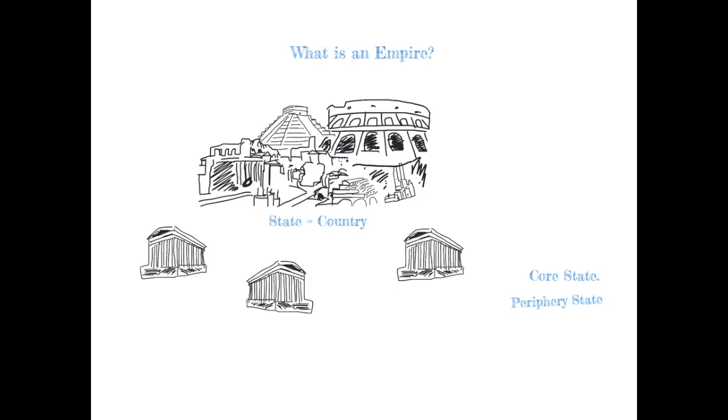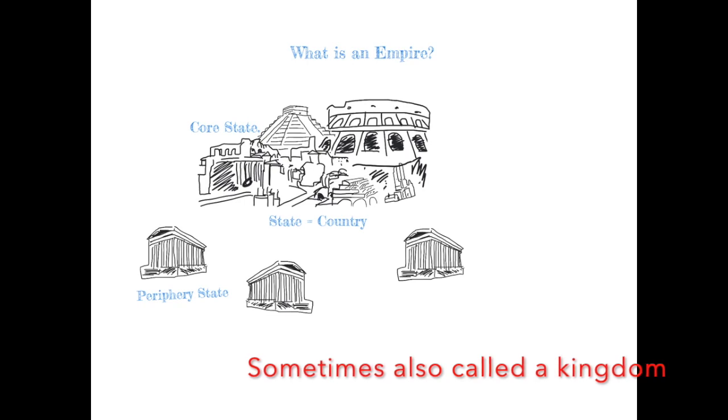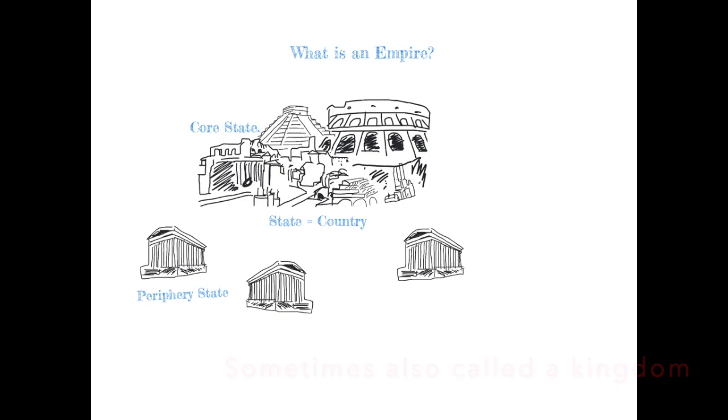Okay, two other terms that I want to define before we continue on. The first one is core state. Core state is going to be used to describe the big state, the main state that is going to be the core of the empire. So it's the aggressor, the one that goes out there and rules over other states. Those other states that the core state rules over are going to be referred to as periphery states. And so they often are on the edge of the empire, the periphery.